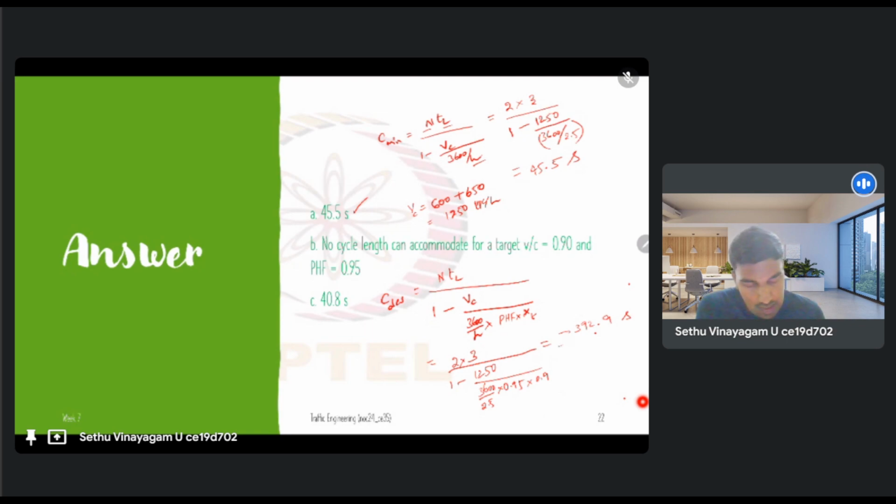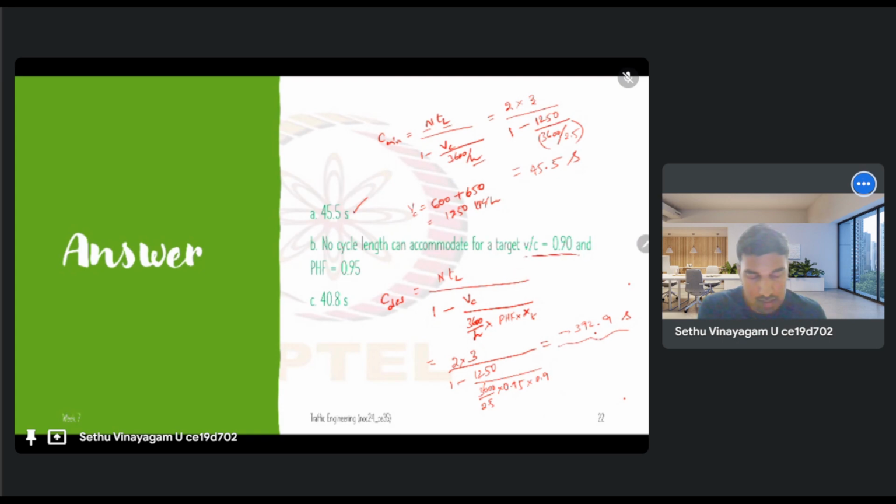Okay, so obviously this is not right. Why? Because the cycle length is coming out to be negative, right? Which is not possible. We cannot have a negative cycle length. It has to be a positive quantity, but it is coming out to be negative. So what does that mean? How do we interpret this? The interpretation is, we cannot achieve this target V by C ratio of 0.9 under the given configuration, right?